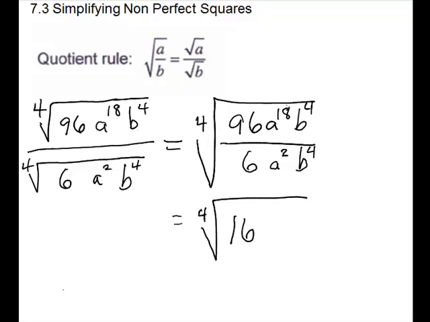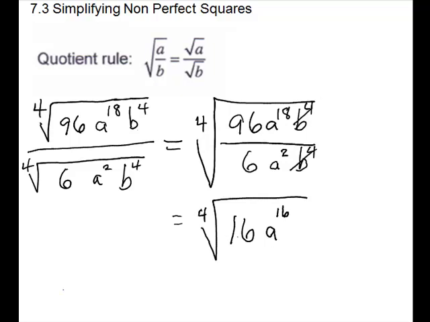For your variables, you're going to subtract the exponents. So 18 minus 2 is 16. And the b's are actually going to cancel because you're going to have something else there. You're not going to have to write anything for the b's. They're just going to wipe out. Right, now we'll work on this.